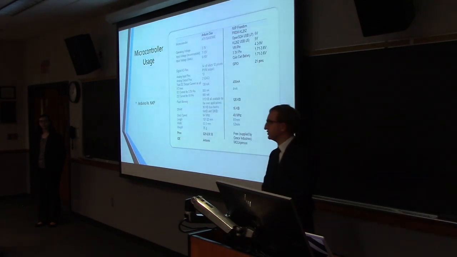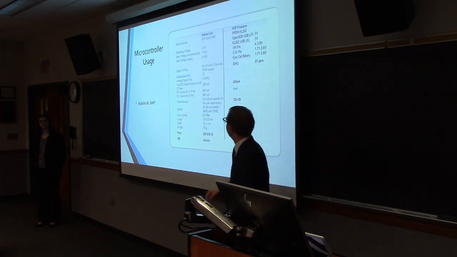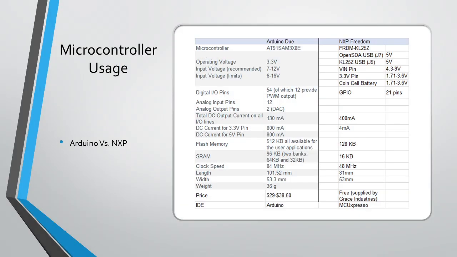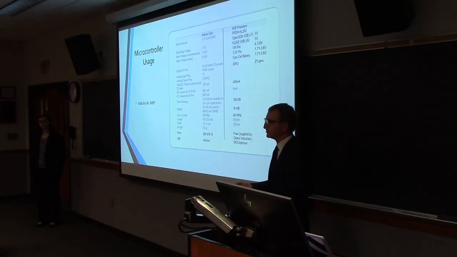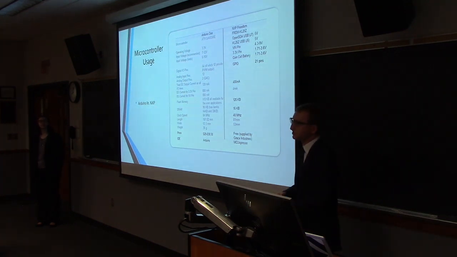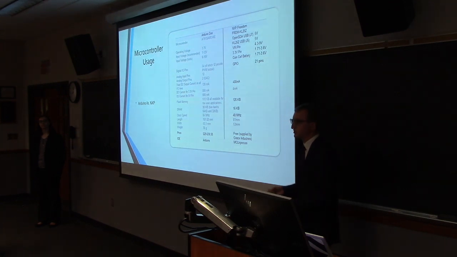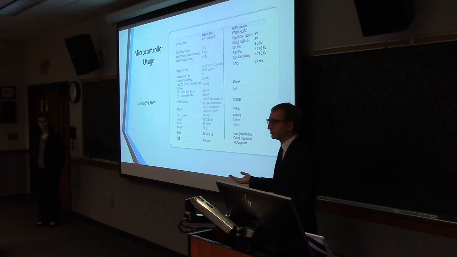For the microcontroller, we ended up between two final decisions: the Arduino Due and the NXP Freedom Board. The reason for these two was that Arduinos are normally used for projects of this type and others, and they're very flexible. The NXP board is actually used in the path sensor, so it is something familiar to Grace Industries. If anything needed to be done with it, they are already equipped to do that.